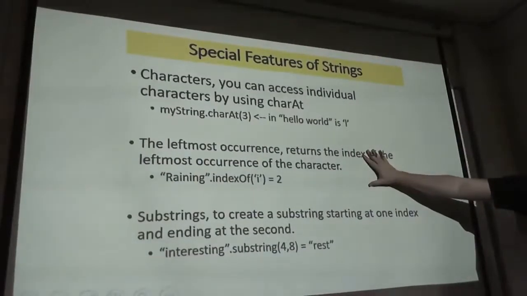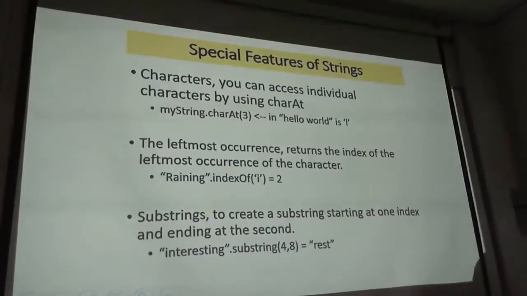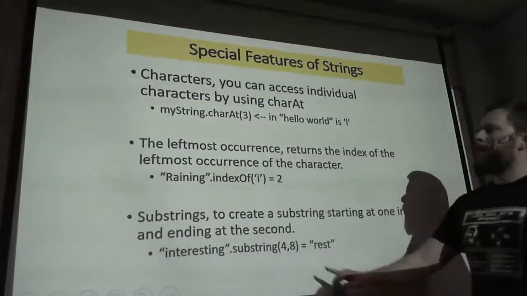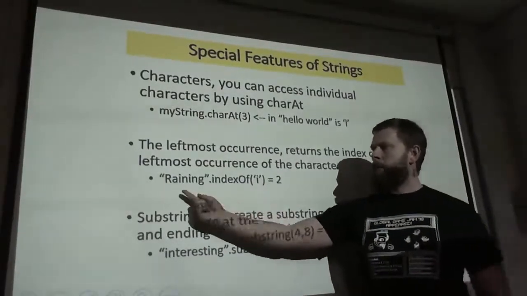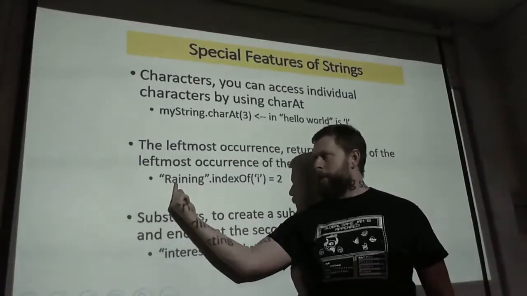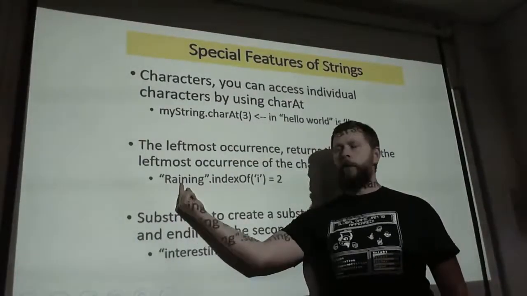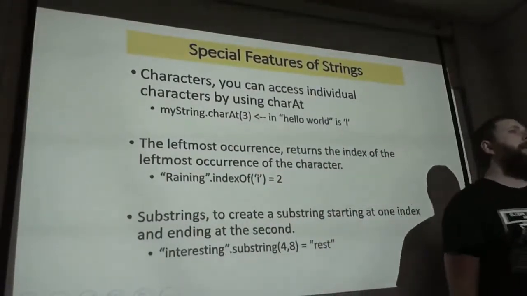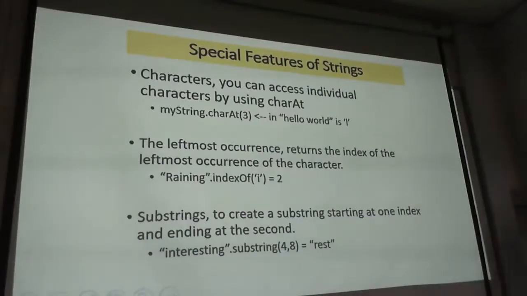indexOf will return back the leftmost occurrence of whatever character you put in. So if you put in the character I for the string raining, it goes, is that I? No. Is that I? No. Is that I? Yes. Okay. It ignores everything else. It's found one instance of it, and it returns you back the index that it occurred at, which is the third position or the second index.